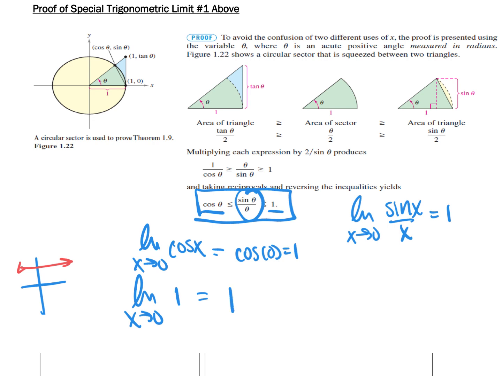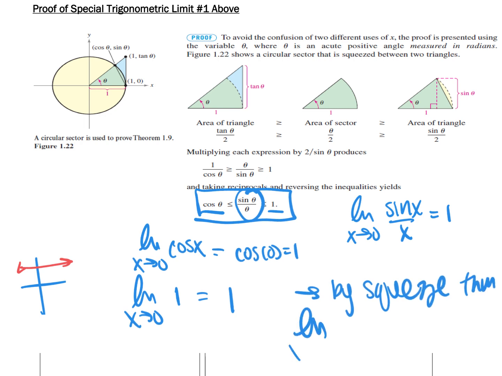Since both functions on the ends have the same limit, by the squeeze theorem, the limit of the function squeezed between them as x approaches 0 of sine x over x is indeed equal to 1, not 0, because both of these are equal to 1.